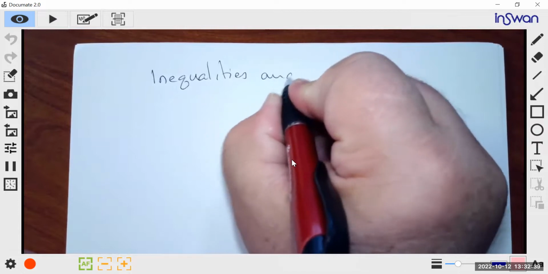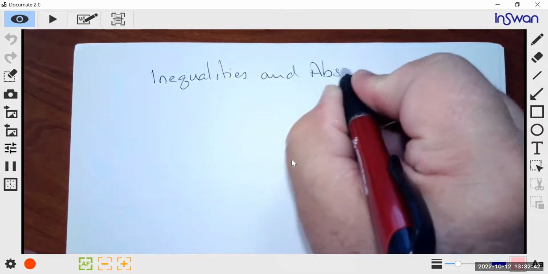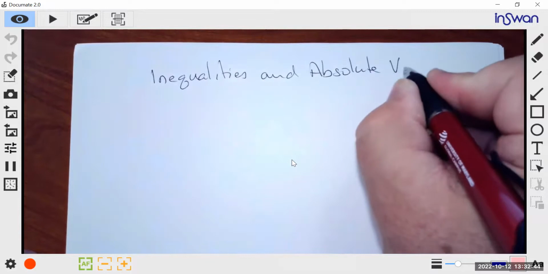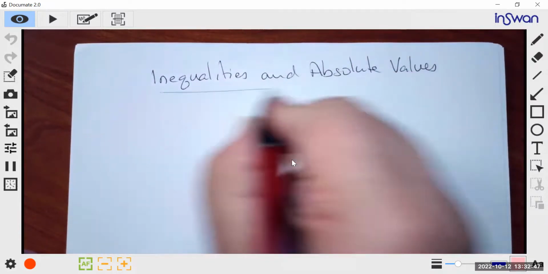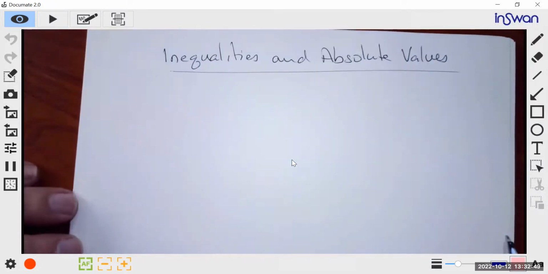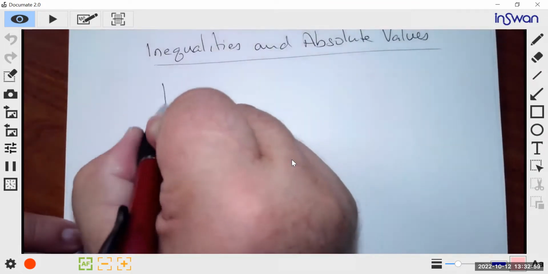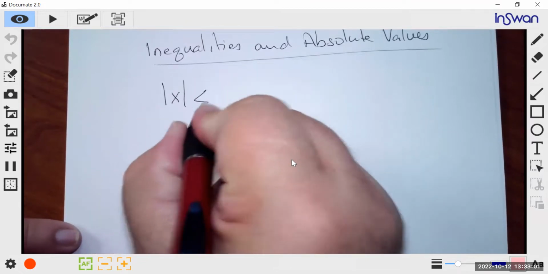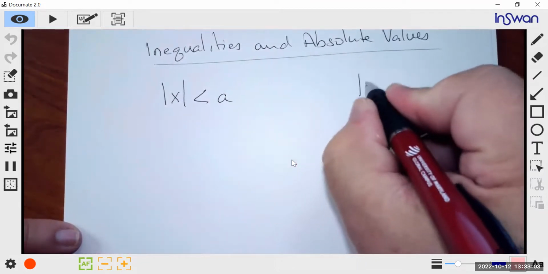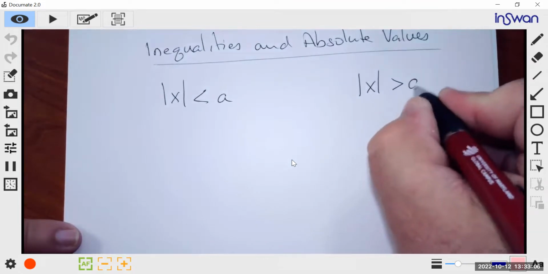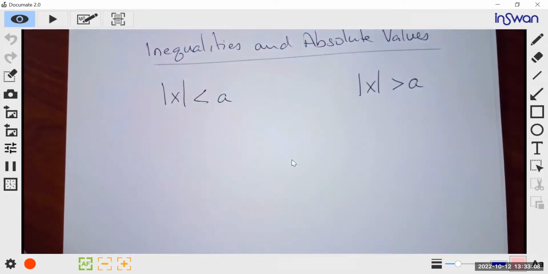Inequalities and absolute values. As you can guess, there are two different types of equations here for inequalities. You have absolute value of x is less than a, or absolute value of x is greater than a. Depending on which direction you're looking at, it'll give you different answers.